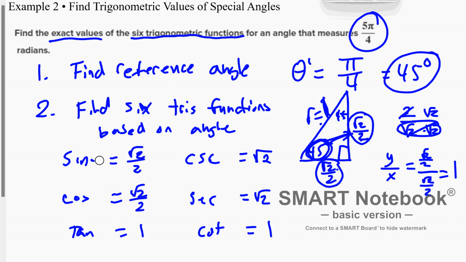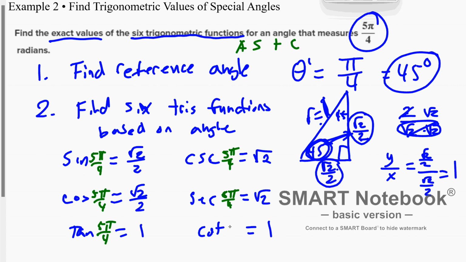But now we want 5π/4. The only thing I have to do to change this is look at what quadrant I would be in. And then I look to see, using All Students Take Calculus, if it's positive or negative. So the angle is 5π/4 for all these. Where is 5π/4? What quadrant is it in?